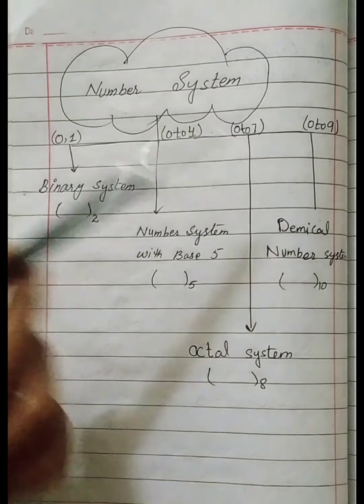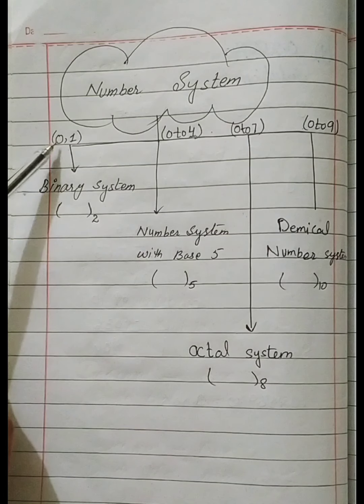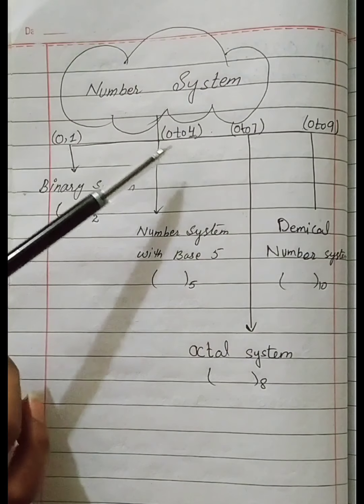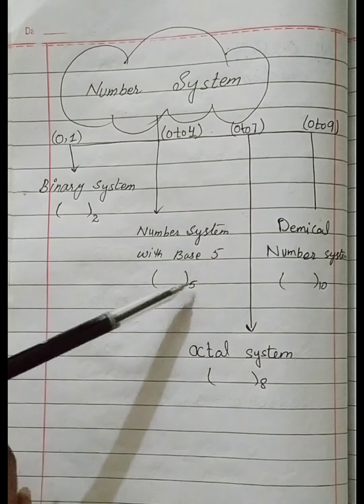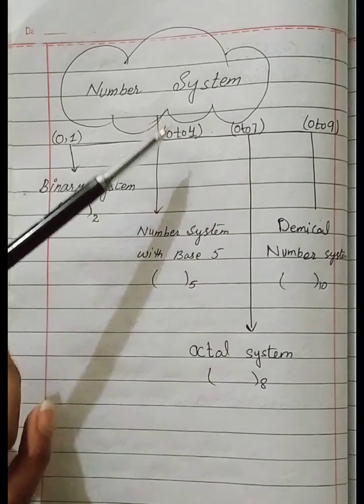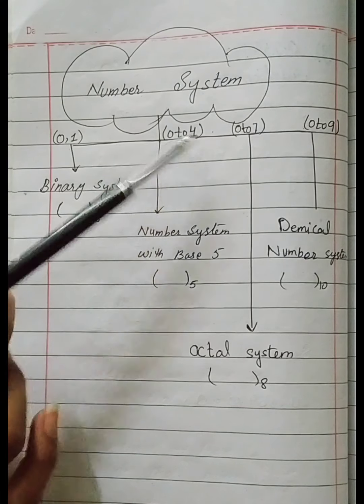So we have 4 number systems. The first is the binary system with base 2, and the digits are 0 and 1. The next is the number system with base 5. 5 is the base and the digits are 0, 1, 2, 3, 4, that is 0 to 4.